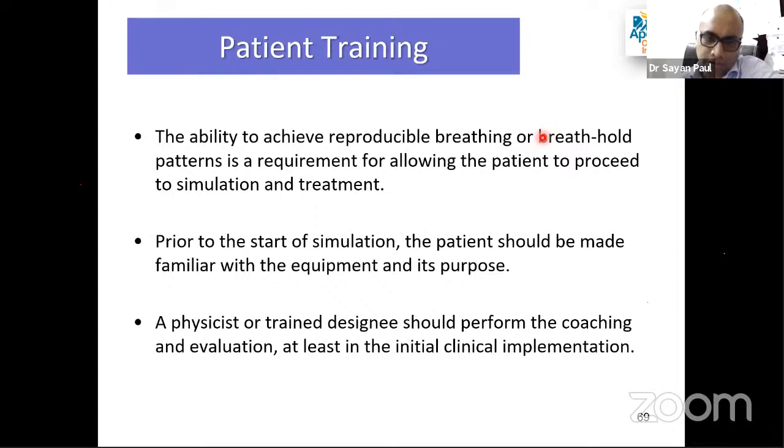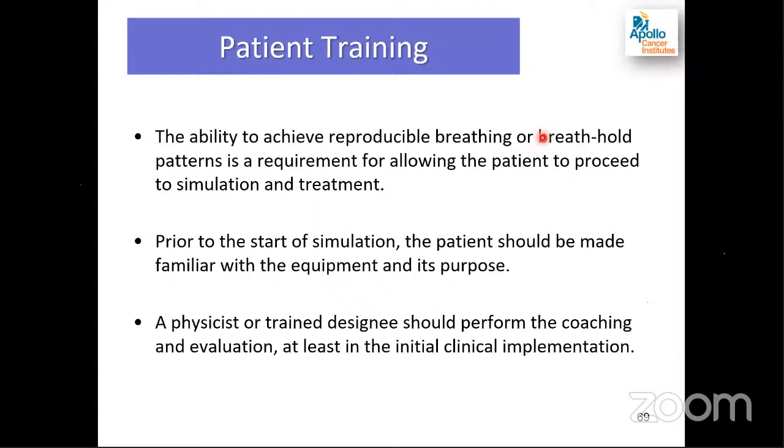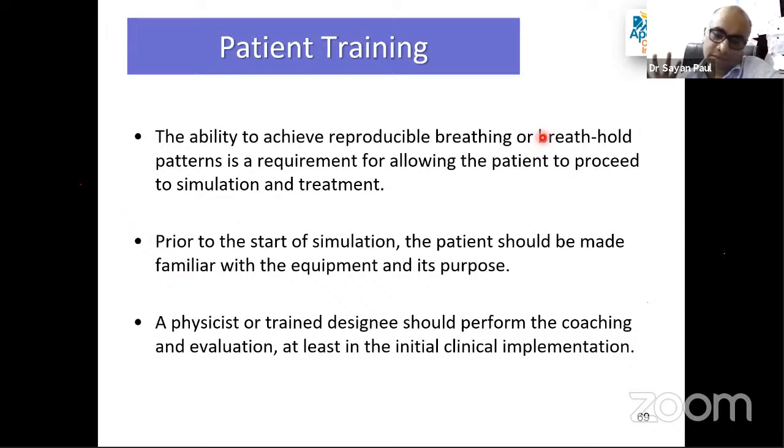The patient should know what we are going to do with these machines, because if he is apprehensive, his breathing pattern will be different and will not be normal. There will be deep breathing or shallow breathing, and it will not be reproducible.